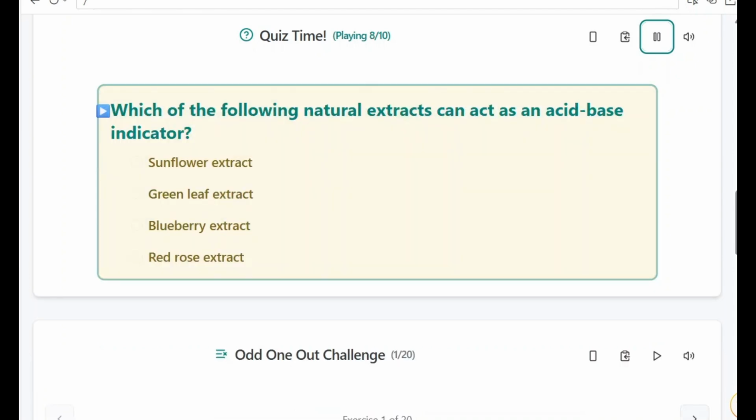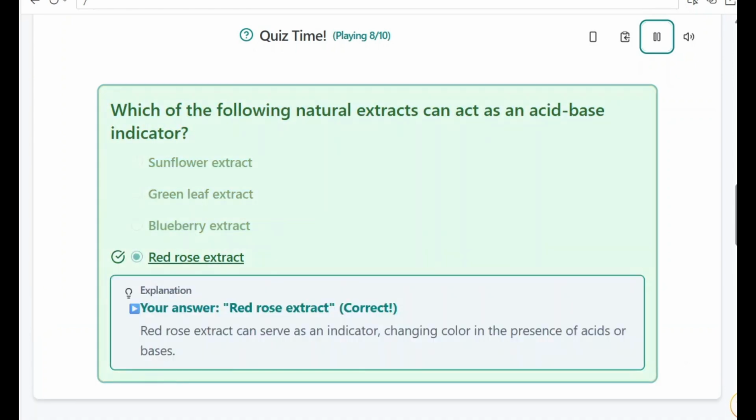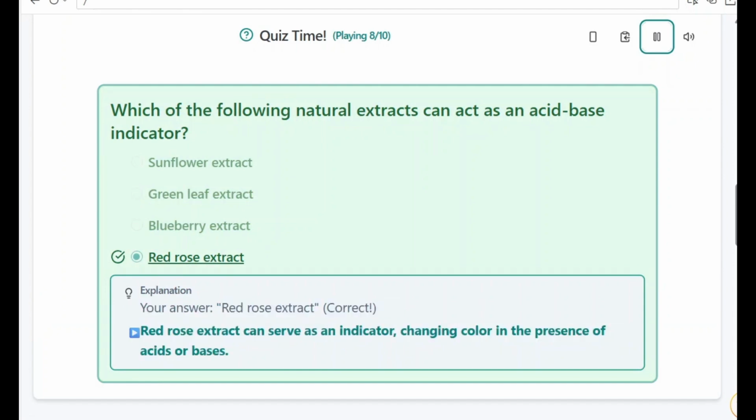Which of the following natural extracts can act as an acid-base indicator? The correct answer is red rose extract. Explanation: red rose extract can serve as an indicator, changing color in the presence of acids or bases.